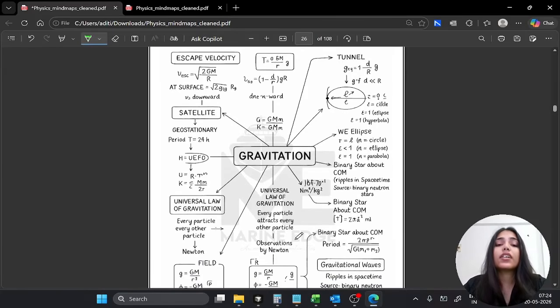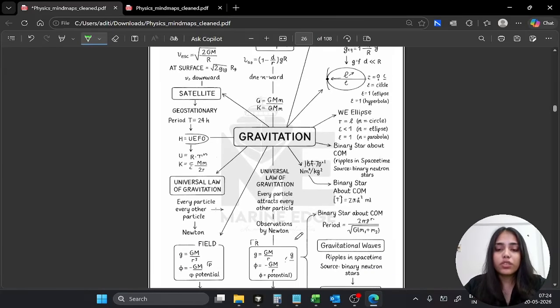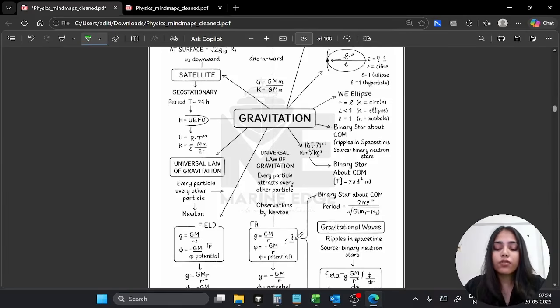Now, let's see. Then we have the value of g. What is g? g is the gravitational force or the pull we experience on Earth. That is equal to G capital M upon R squared. Here G is the gravitational constant, M is the mass of Earth, and R is the radius. And the direction of this gravitational field is always negative. It is always towards the center.